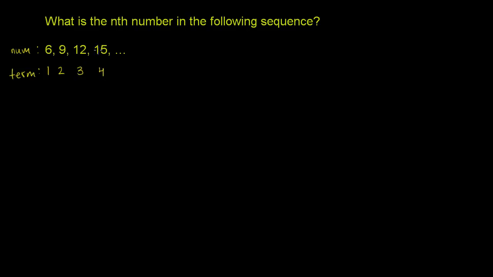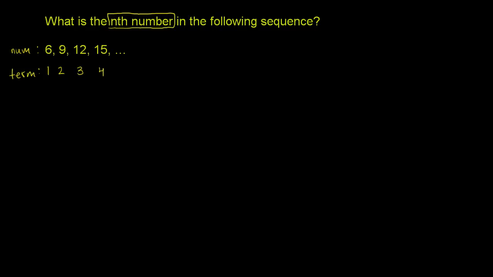And we need to think of a general expression that will give us the value of the nth term, the nth number in the following sequence. So let's think a little bit about it. We know that we're incrementing by 3 every time, and we're starting at 6. So let's write these in terms of multiples of 3, since we know that that's the increment level.